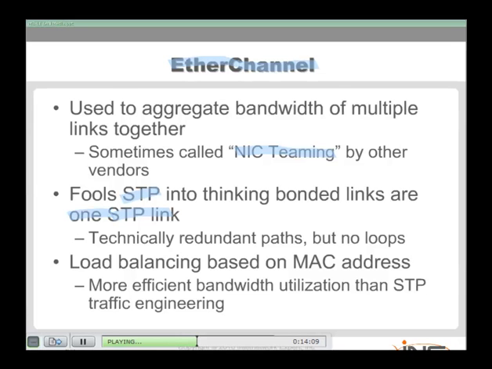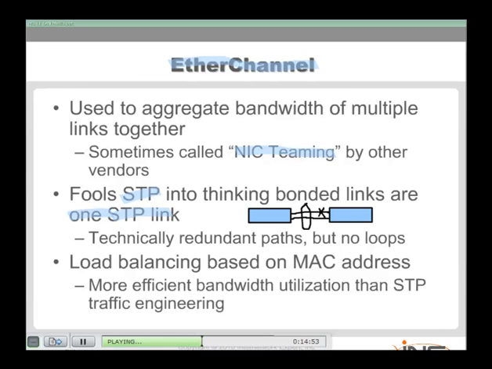Remember, thanks to spanning tree, if you were to take 2 Cisco switches and you were to put 2 links between those 2 switches, by definition, spanning tree protocol would come in and it would block on one of those links. This is the built-in loop prevention mechanism that we have with spanning tree protocol. So what EtherChannel does is it fools spanning tree protocol into thinking that these 2 links are one link, and as a result, there is no blocking on one of these redundant paths.